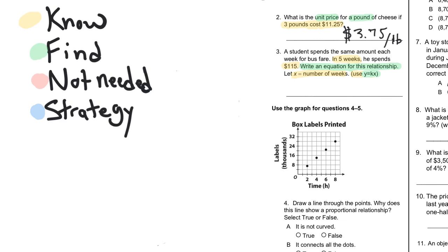Nothing's really not needed. It is important that we know that he spends the same amount each week. That means it's going to be constant. That's an interesting or important word. Constant, right? And we are looking for the relationship using y equals kx. Well, what do we know? What else do we know?